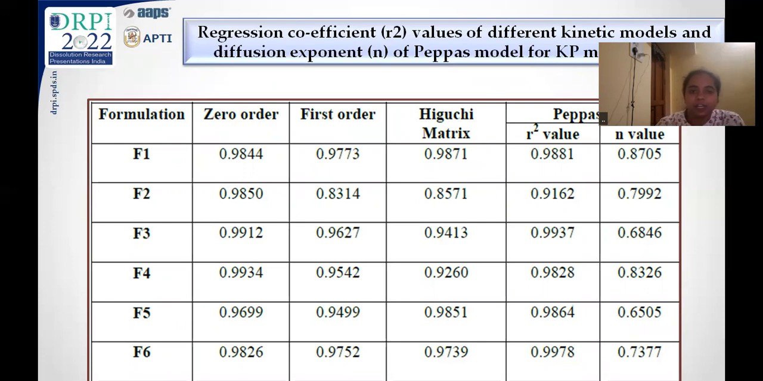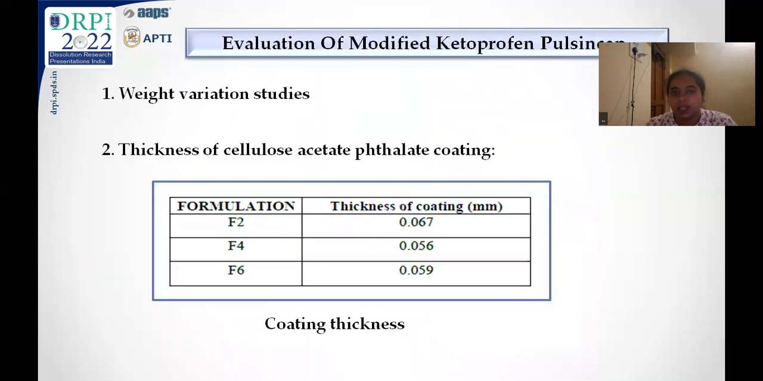To know the type of the diffusion mechanism, Peppas equation was studied. From the N value, it was concluded that the drug release happened through non-Fickian diffusion. Then the modified ketoprofen Pulsincap were evaluated for weight variation studies. The weight of all the capsules was within the specified limit.